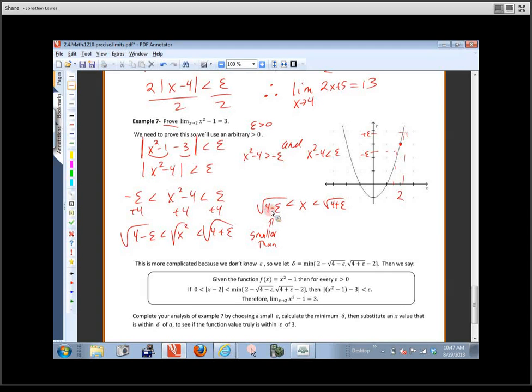Radical 4 minus epsilon is a little smaller than 2, right? It's a little bit smaller than 4, so if you take the square root of something a little smaller than 4, you're going to get something a little smaller than 2, right? Okay. The square root of this is a little bigger than 2, right?